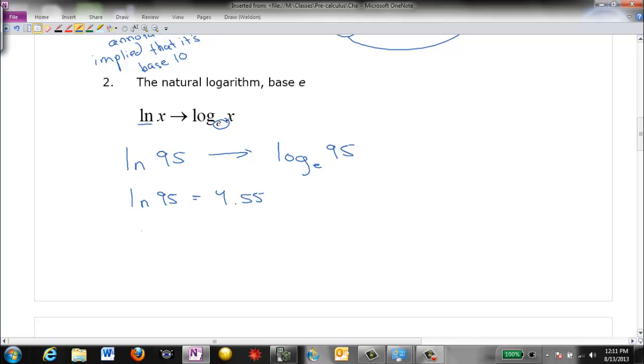Again, this is the same thing as saying log base E of 95 equals 4.55. And what this exponential expression is actually telling us is that E raised to the 4.55 is about 95. So let's test that out. Let's see if that works. So E to the 4.55 equals 95.